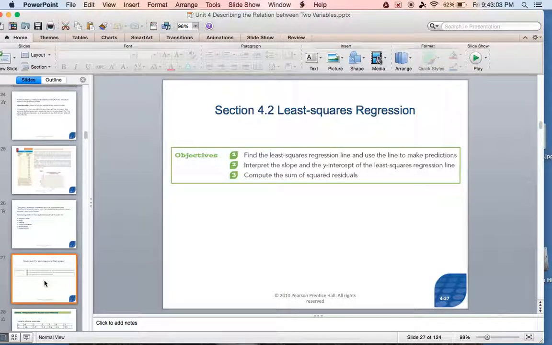Section 4.2, we're going to compute the least squares regression line. We're going to use that line to make predictions, interpret the slope and y-intercept, and then compute the sums of the squared residuals.